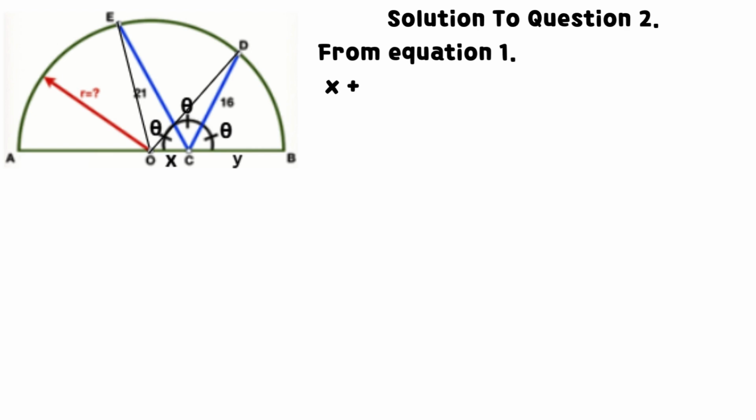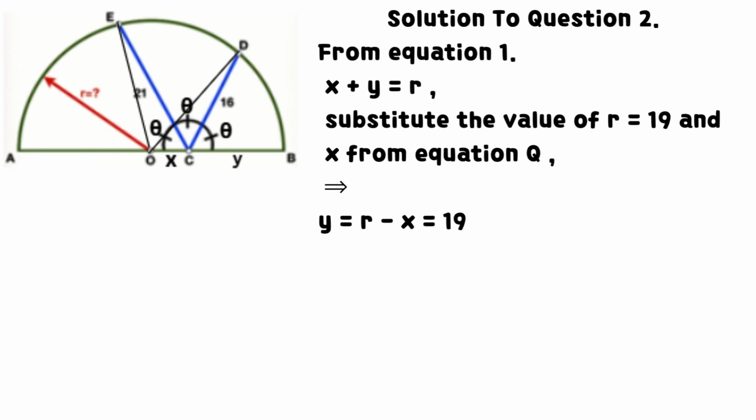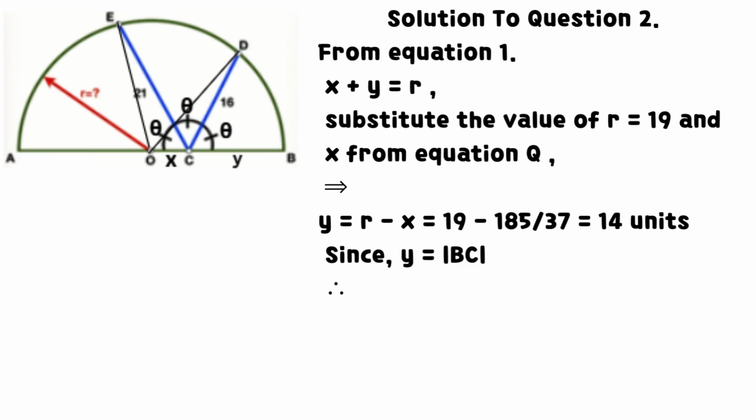Solution to question 2. From equation 1, the sum of x and y equals r. Substitute the value of r equals 19. Also, substitute the value of x from equation Q. This implies that y equals r minus x, which equals 19 minus 185 divided by 37. The result is equal to 14 units. Since y equals the length of line BC, therefore, the length of line BC equals 14 units.